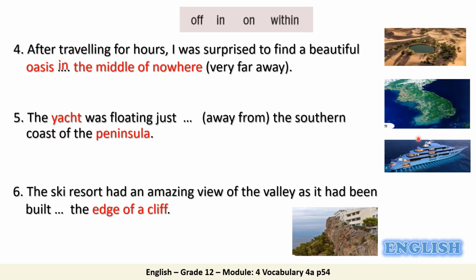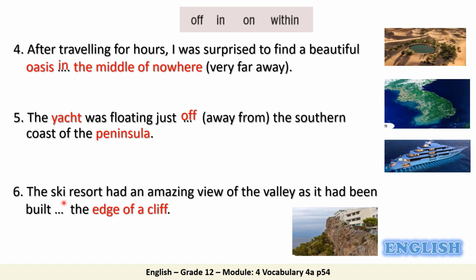The yacht, this is a yacht, was floating just... We need a preposition that carries the meaning of away from. Your answer please? Yes. Floating off the southern coast of the peninsula. This is the southern coast of the peninsula, and the peninsula is a piece of land surrounded with water from 3 directions, 1, 2, and 3.